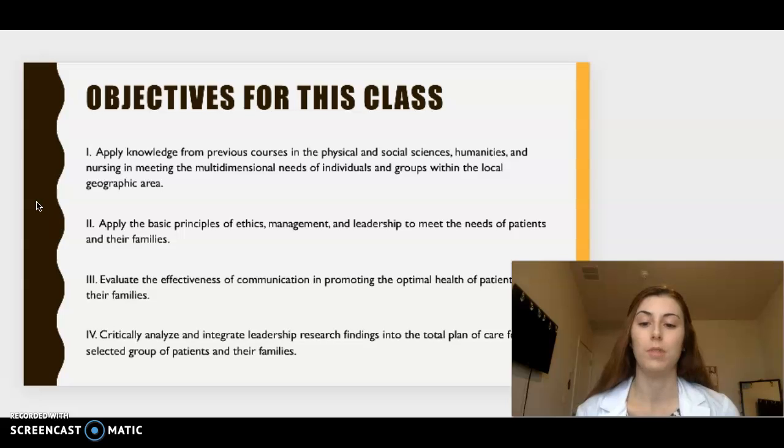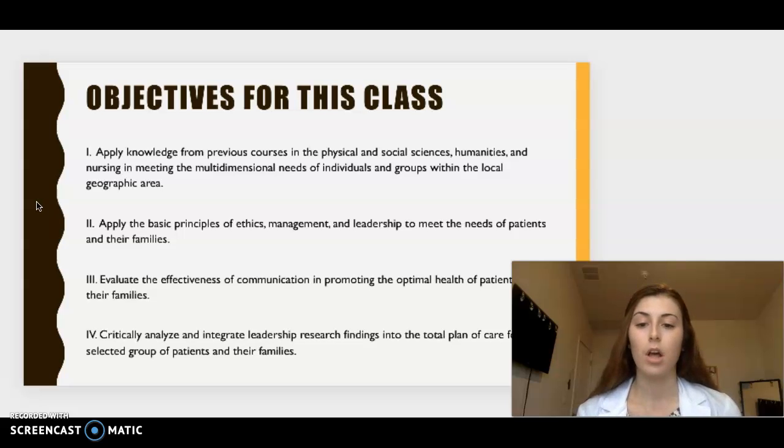Two is to apply the basic principles of ethics, management, and leadership to meet the needs of patients and their families. Like leadership in terms of nursing could be stepping up when another team member needs it, on the floor, on the unit, like pulling each other's weight and working as a team. And then this also applies to the ANA Code of Ethics, which I'm going to discuss on the next few slides.